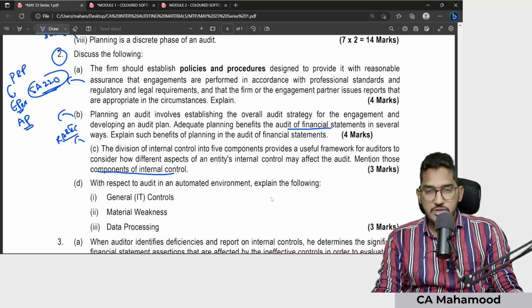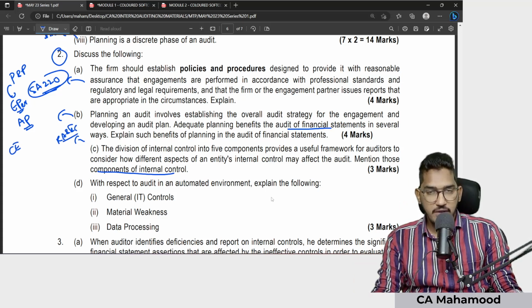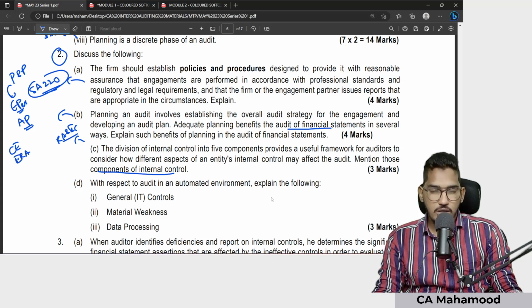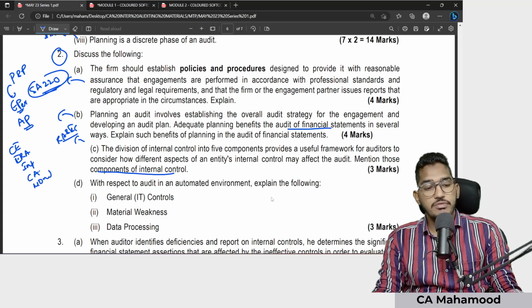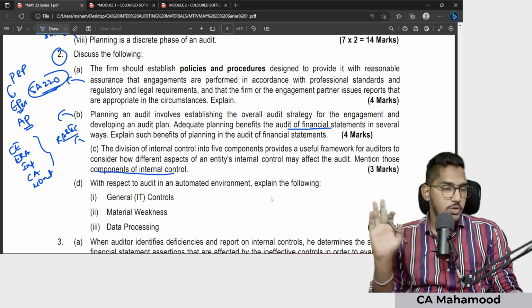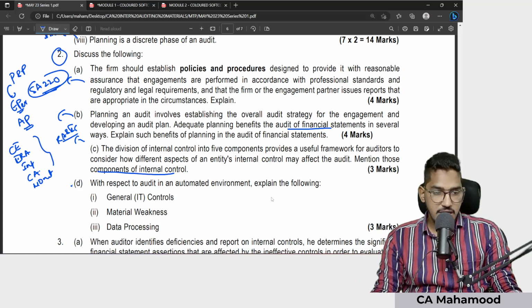As we know, the 5 components of internal control are control environment, then we have entity's risk assessment, then we have information system including business process, then we have control activities, and finally monitoring of controls. Just you have to write these 5 components. That's all.